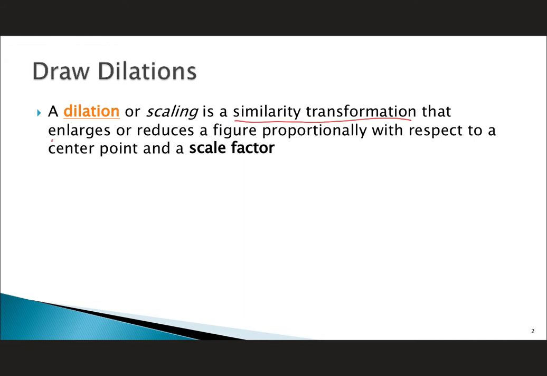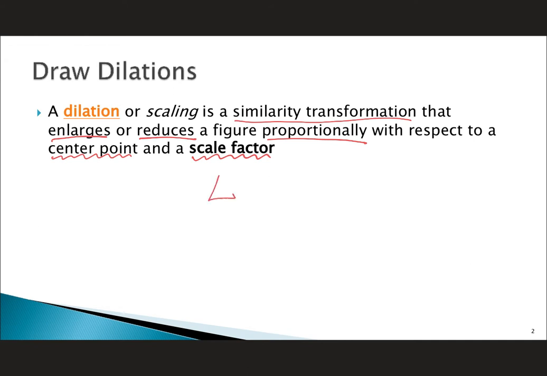Okay, we're going to be either enlarging or reducing the figures proportionally, fun word again, with respect to a center point and a scale factor. It's a lot of vocab words in that sentence, but it's okay. Remember, scale factor is when we compare the sides of two similar figures.